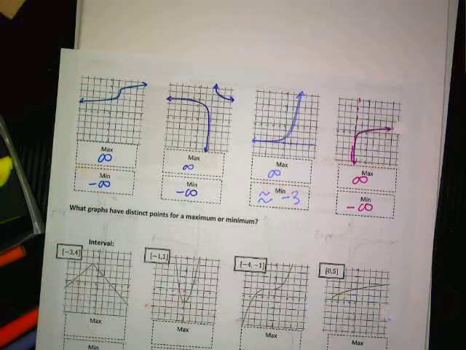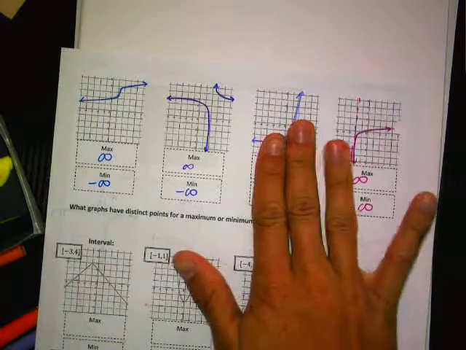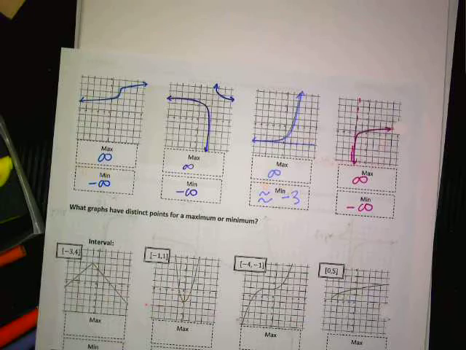All right. This next question says, what graphs have distinct points for max and min? That means which one of these graphs, when I'm looking at it as a whole, will have an actual point for the maximum and an actual point for the minimum. I'm not going to count this one because the asymptote's not really a point. So don't count this guy right here. Someone said it. Say it again.